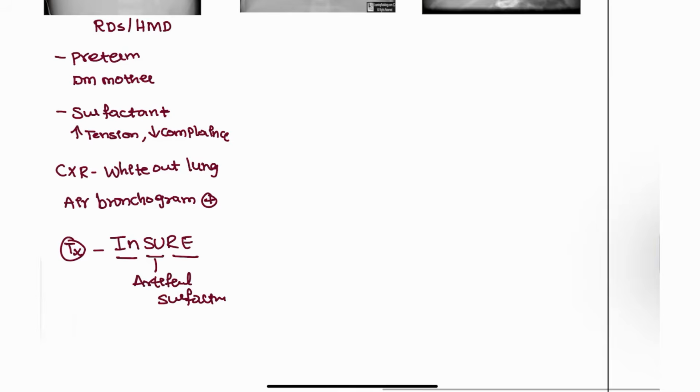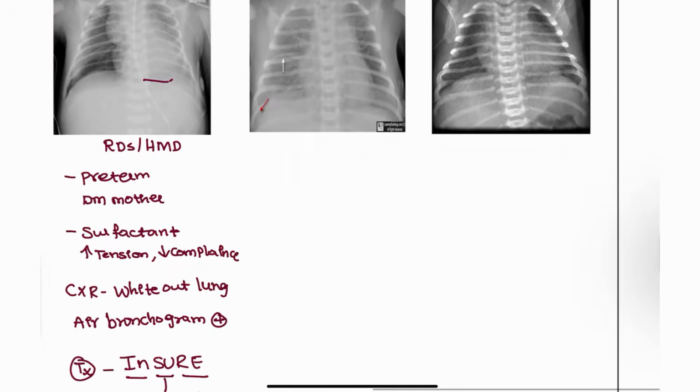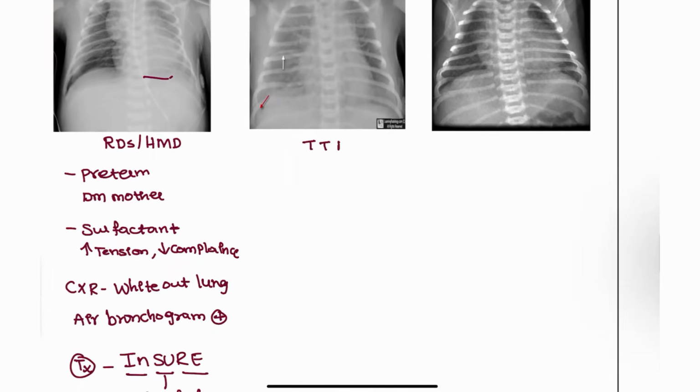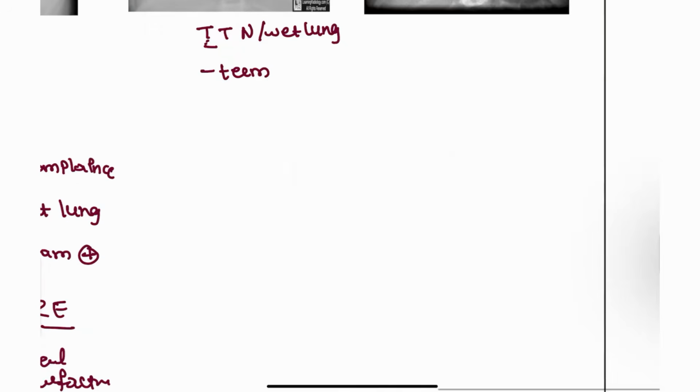Next, moving on to the transient tachypnea of newborn. Transient tachypnea of newborn. In this condition, this is also known as wet lung, and this is seen in the term babies. Okay, this is seen in the term babies. So what happens in the transient tachypnea of newborn? The name itself is telling it is a transient condition. So why is it a transient condition?